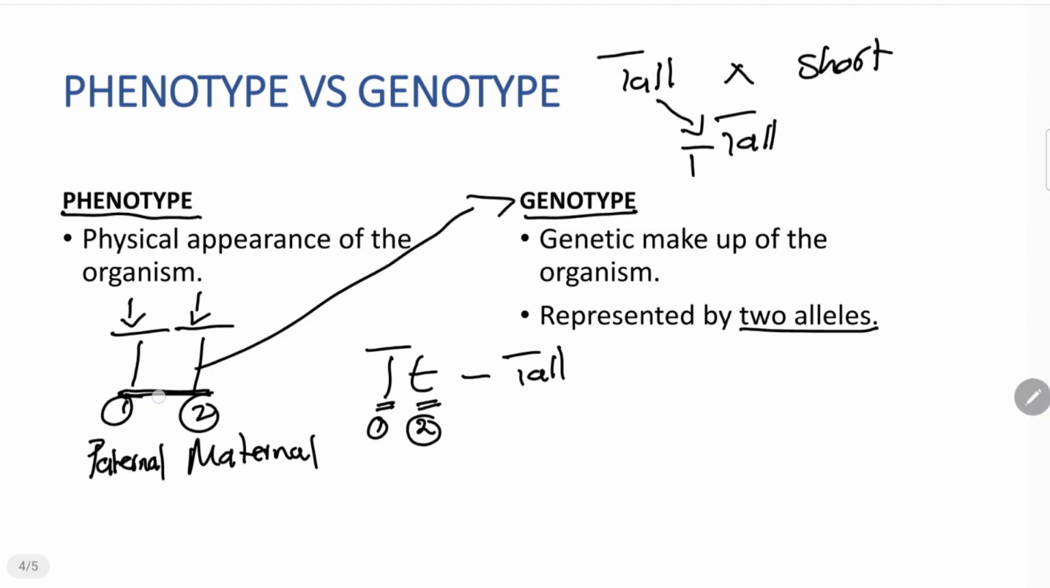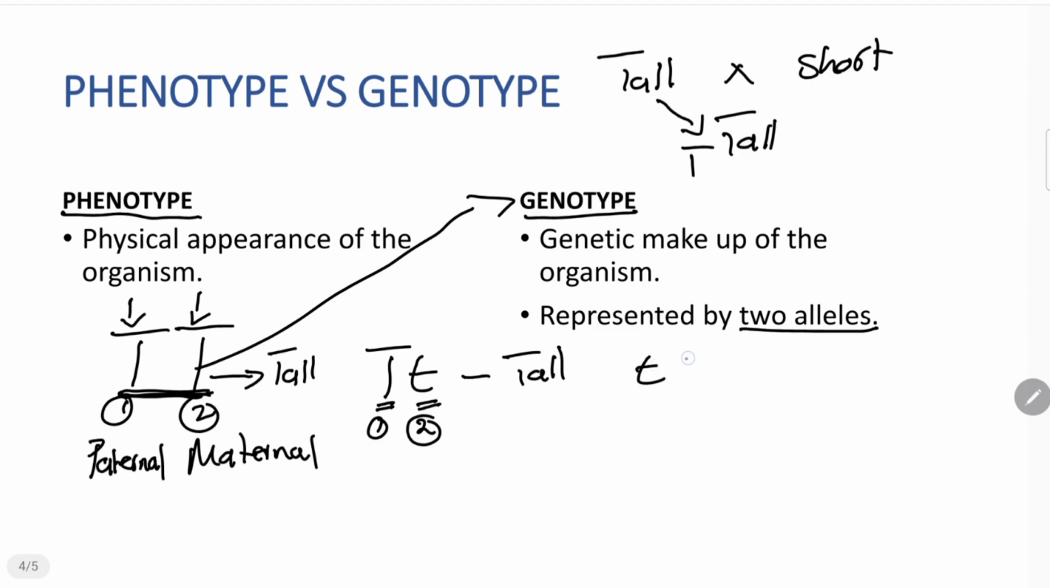Let's look at our original example here of capital letter T and capital letter T. What will be the phenotype of these individuals? We know that capital letter T is the allele for tallness, and capital letter T is also the allele for tallness. It tells us that this plant is also going to be what? It is going to be tall.